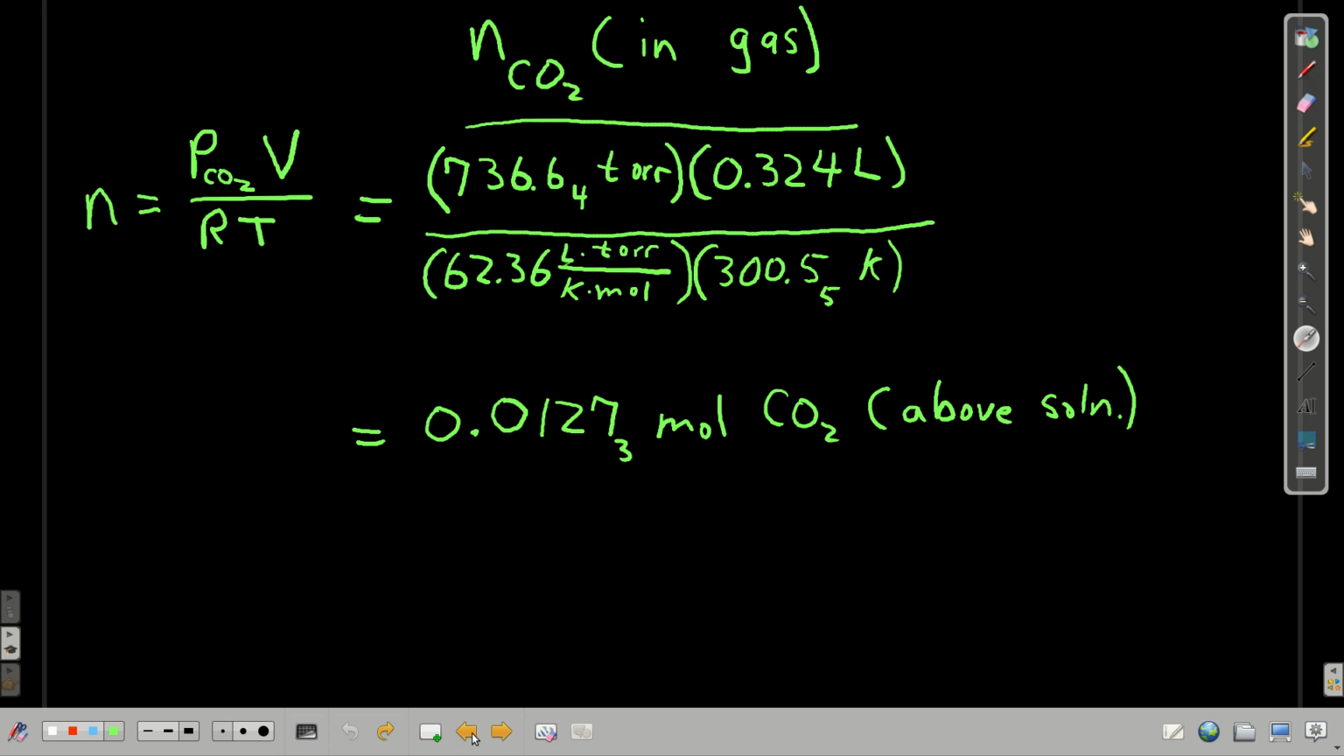Oops, what did I do here? Skip the slide. All right, now we're going to find how many moles of carbon dioxide ended up in the gas phase with my numbers. This is just the ideal gas law. We calculated earlier the partial pressure of carbon dioxide by subtracting the partial pressure of water from the atmospheric pressure. We got this on a previous slide, that number right there. The volume was 324 milliliters, 0.324 liters. This is R in units of liters torr per Kelvin mole, because I didn't want to convert Kelvin to atmospheres. Doesn't matter, same thing. And this is our temperature, 27.4 degrees Celsius converted to Kelvin. Plug these numbers in, and I get this many moles of carbon dioxide that were above the solution in the gas phase.